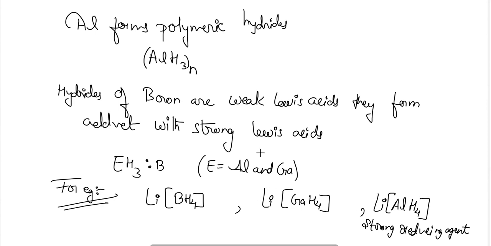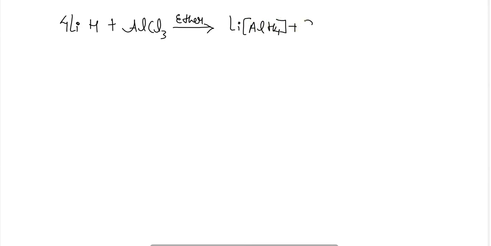So how is lithium aluminium hydride formed? It is formed when lithium hydride is reacted with aluminium chloride in the presence of ether. There the formation of lithium aluminium hydride takes place along with lithium chloride. It is a white crystalline solid and soluble in diethyl ether. It is a very powerful reducing agent, right? We have discussed this before also, that it is one of the strongest reducing agents.